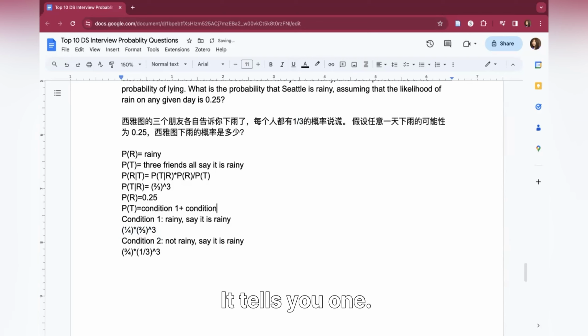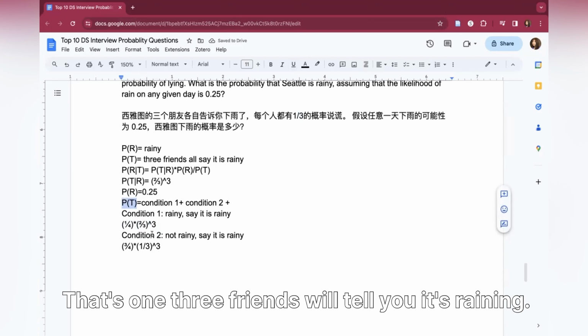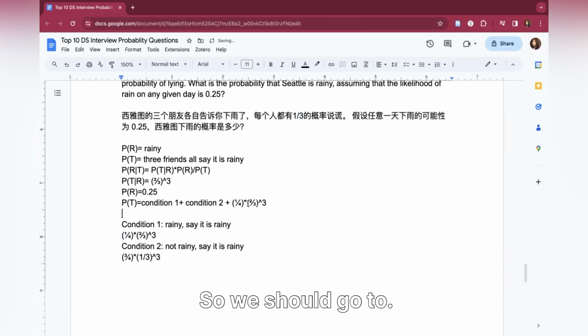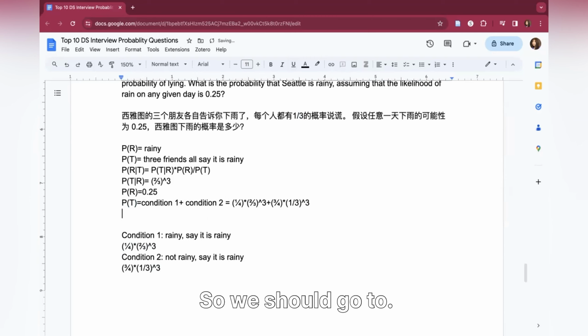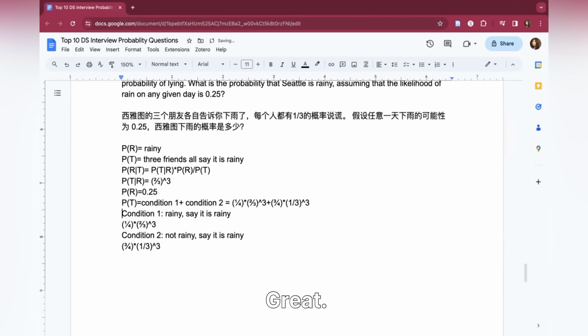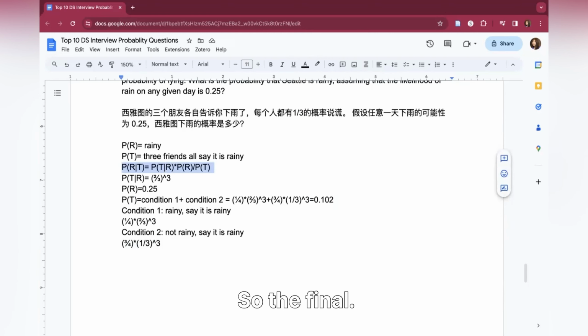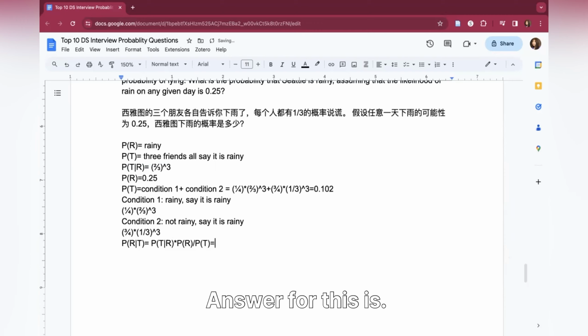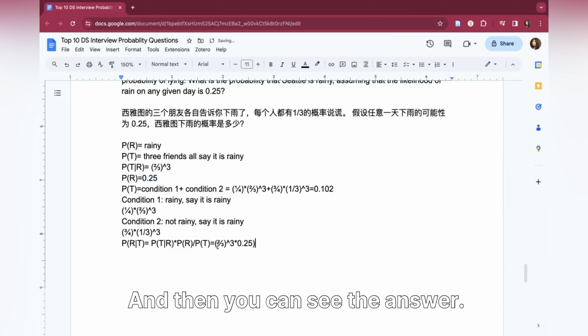Last condition. This tells you that the three friends will tell you it's raining. Great, it's telling me the answer. So the final answer for this is the result.